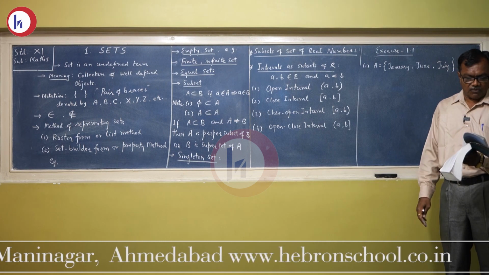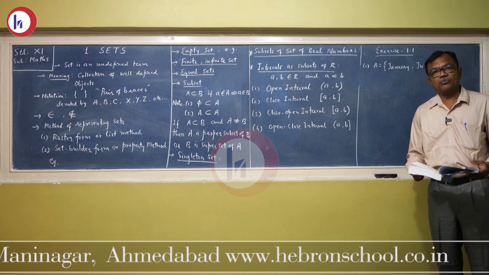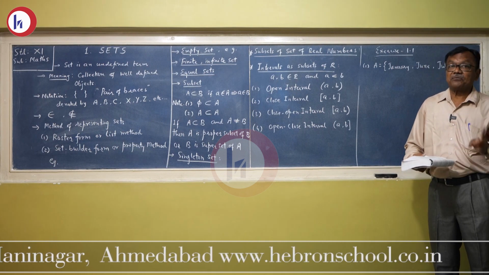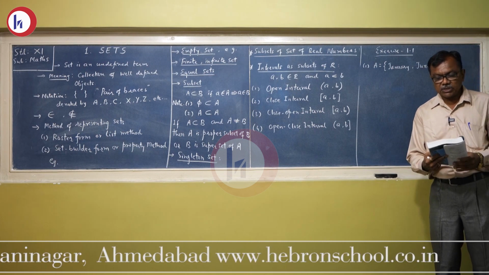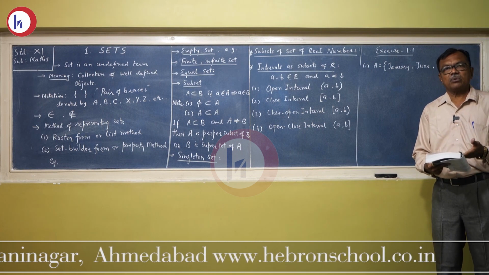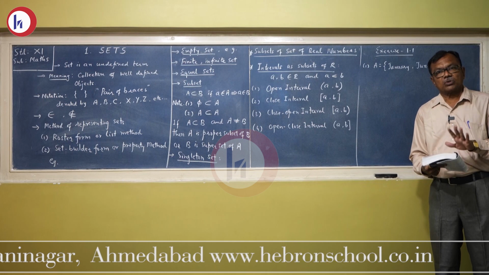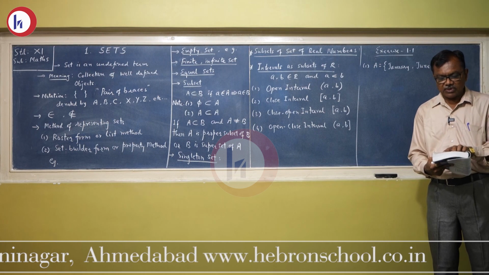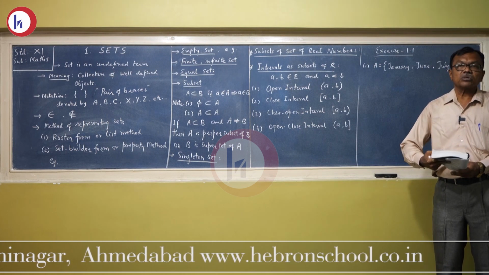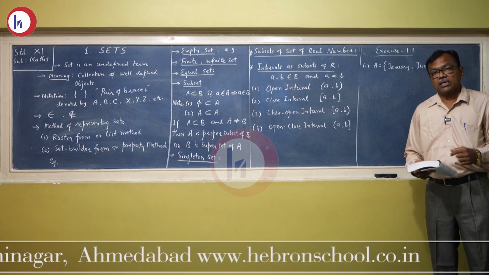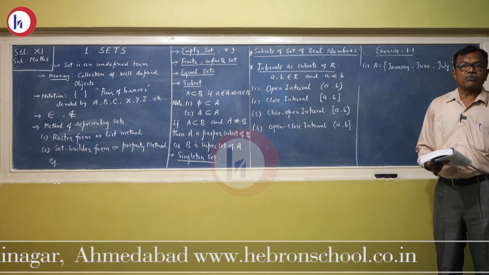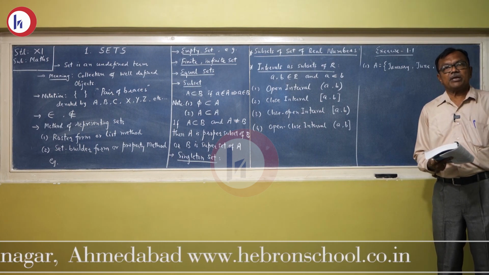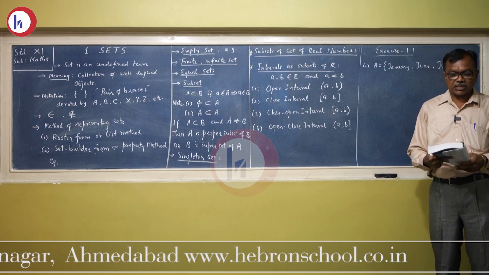Next one: collection of all even integers 2, 4, 6, 8, 10 up to infinity. Therefore this is also a set, an infinite set. Next one: collection of questions in this chapter. You can count the number of questions in this chapter, so it is also a set. Collection of most dangerous animals of the world is not a set, because for me some animals may be dangerous, but in other persons' opinion that particular animal may not be dangerous. Therefore this is also not a set.